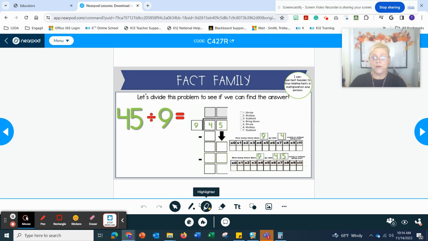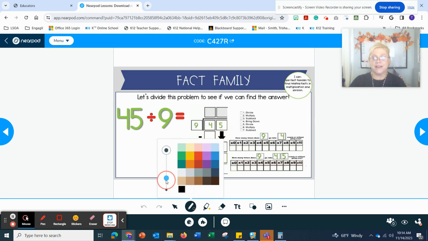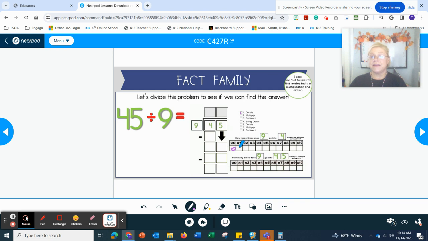So let's go through and check this out. We're going to divide first. Remember, we don't want to go over 4 because we're starting with 4 first. 9 times 0 is 0. 9 times 1 is 9. Put an X there.